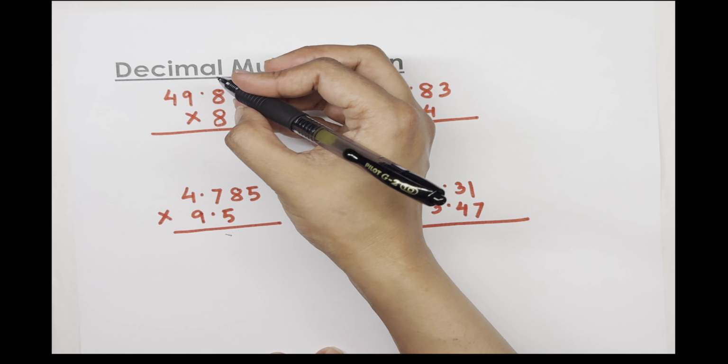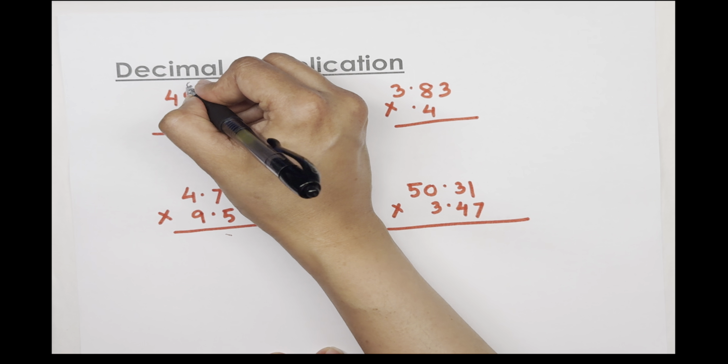8 times 8 is 64. 6 on top, 4 on bottom. 8 times 9 is 72. 72 plus 6 is 78. 7 on top, 8 on bottom. 4 times 8 is 32. 32 plus 7 is 39. So we multiply simply 498 into 8. We got 3984.